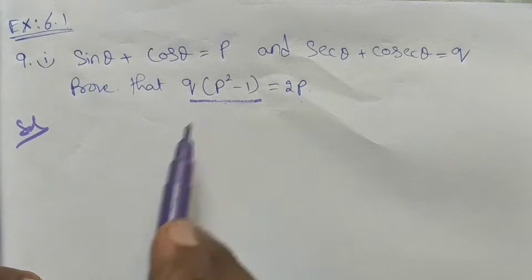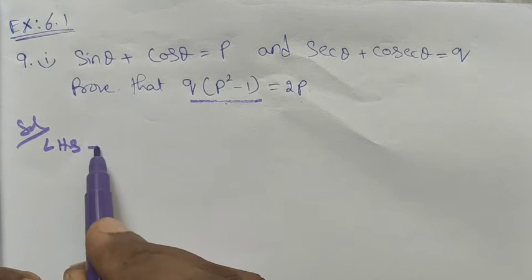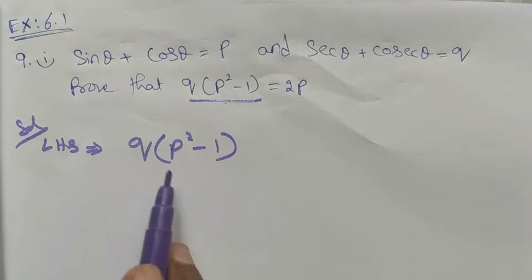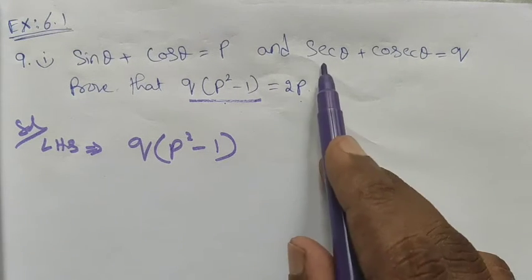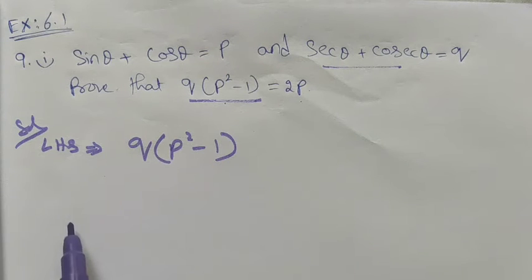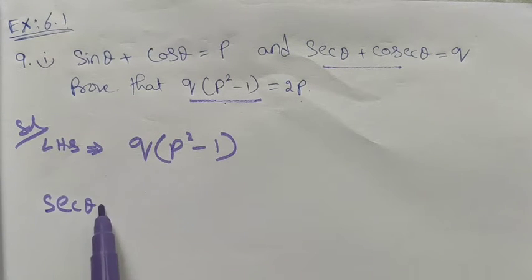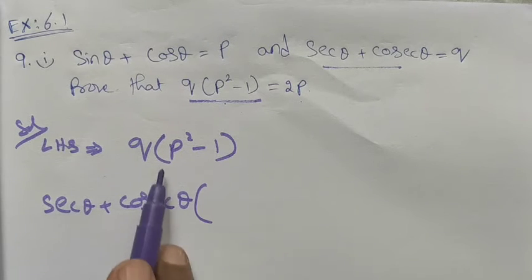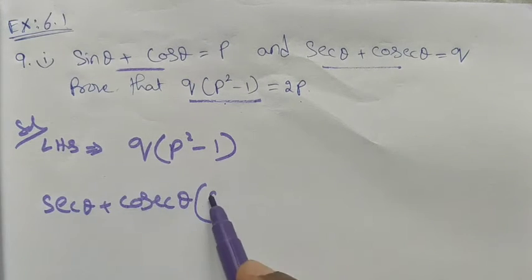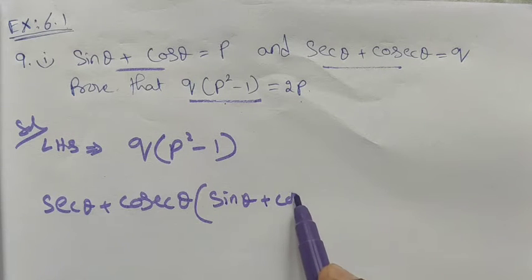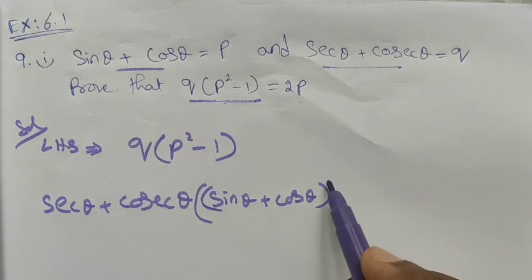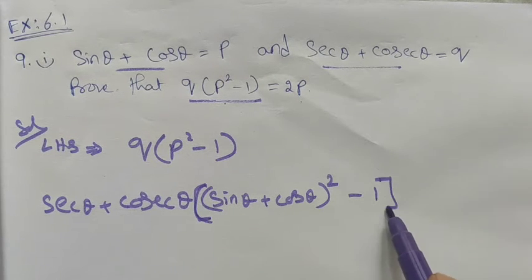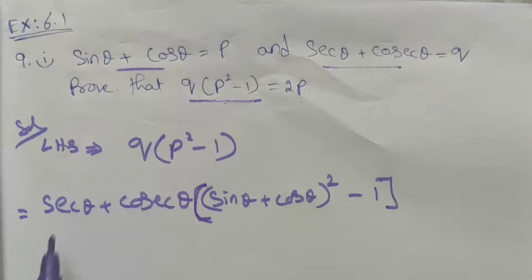Solution. In here, I take the LHS side, which is Q into P square minus 1. Now in the place of Q, it is given as secant theta plus cosecant theta. So secant theta plus cosecant theta into, in the place of P, sin theta plus cos theta whole square, minus 1. Right? That is the LHS side.